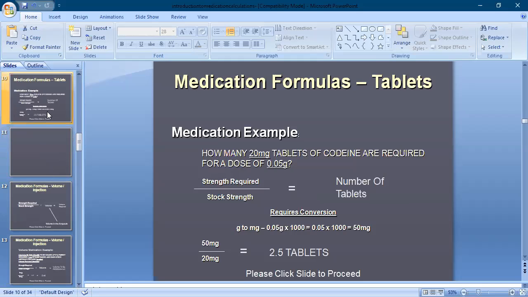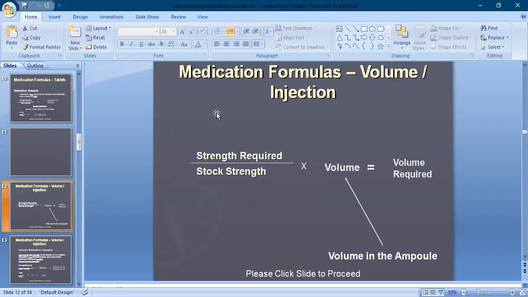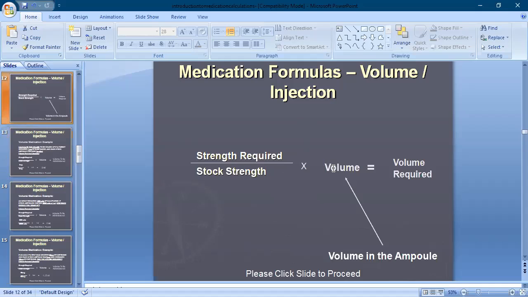And here is another formula, called the medication formula for injection or volume. What is the volume required? This means intramuscular or IV injection form. The formula says strength required divided by the strength in hand, multiplied by the volume in the ampoule. This is a question you can get in the exam, so you need to use this formula.